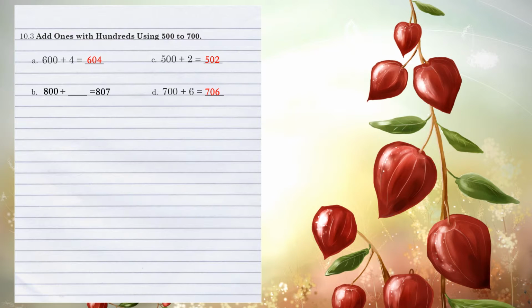Example B. 800 plus what equals 807? Again, the 8 and 0 are the same, so the only thing that changed was the 0 to 7, so that means we added 7.